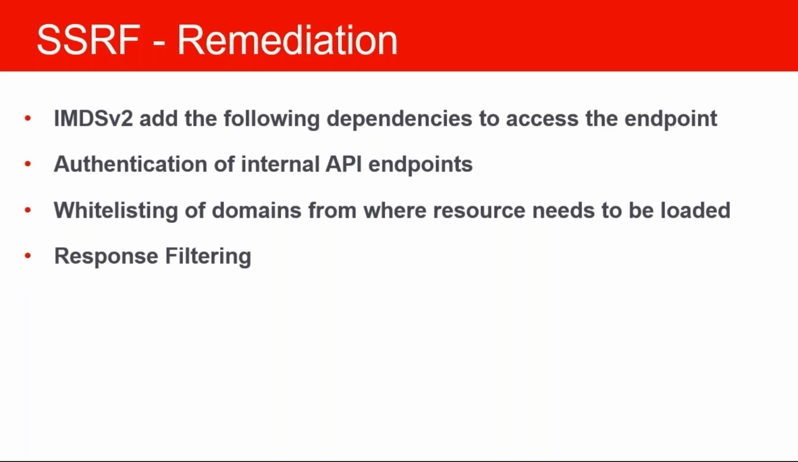Whitelisting of domains is something that can be done. For example, if you are allowing users to load images from Google or from Facebook, then you can whitelist the domains from which the server will request the images. If there is any request coming in for any other domain or any other IP address, then you can simply reject that request. Lastly, and most importantly, what we can do is response filtering.